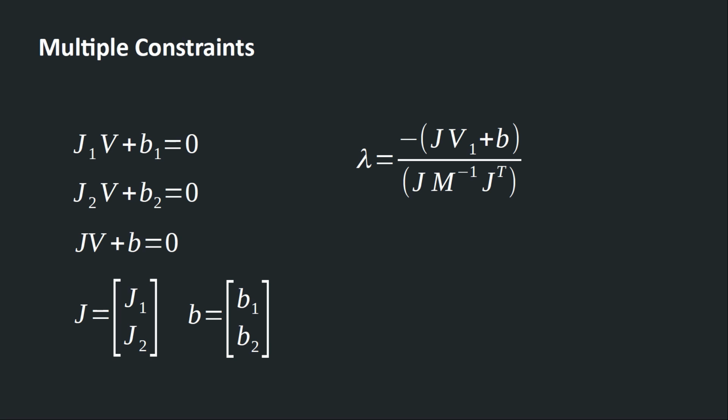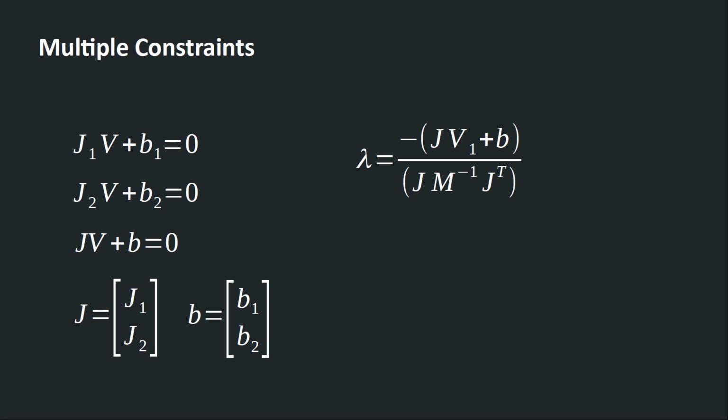Previously, I cheated a little bit. I said this is the expression for lambda. Actually, if you look at J, now J is no longer a row matrix. So J M inverse J transpose is not going to be a scalar anymore. It's going to be a matrix.